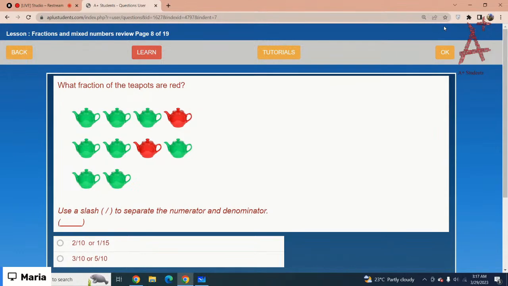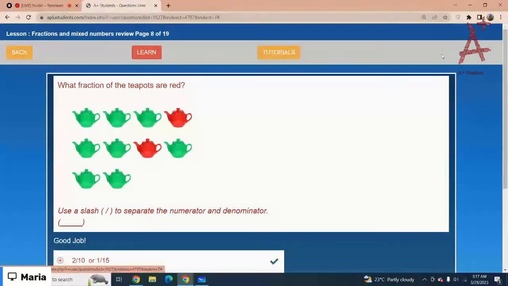Two of them are red. 2 out of 10. Got it? The total are 10. It would be 2 out of 10. So just select the correct option and click on the OK button.